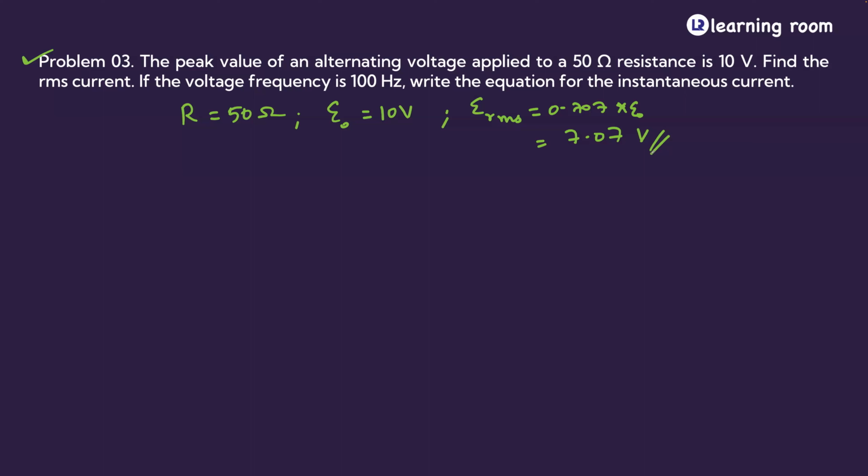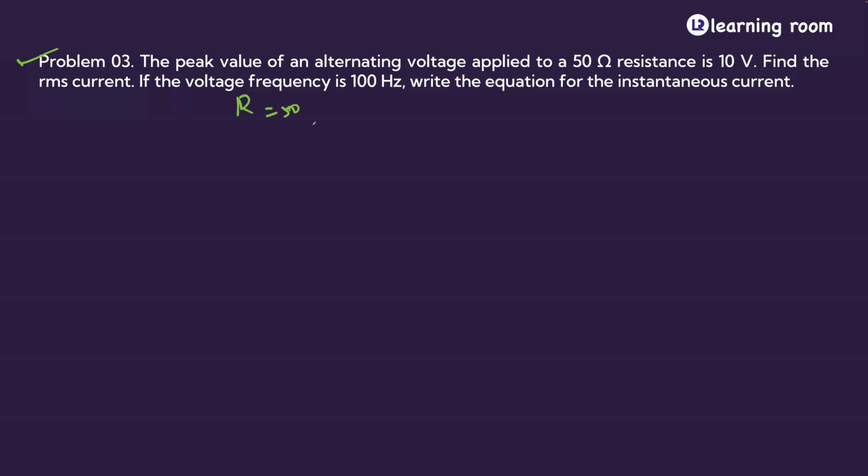Oh, I'm sorry. They have asked RMS current. Okay, it's better to erase it, right? So yeah, R is equal to 50. E naught is 10 volt. So if I want I naught, it will be E naught by R. So E naught by R means it will be 10 divided by 50, which will be 1 by 5 ampere. It is 0.2 ampere. Right.